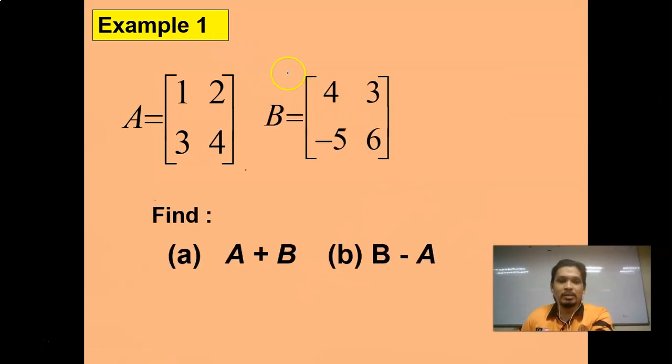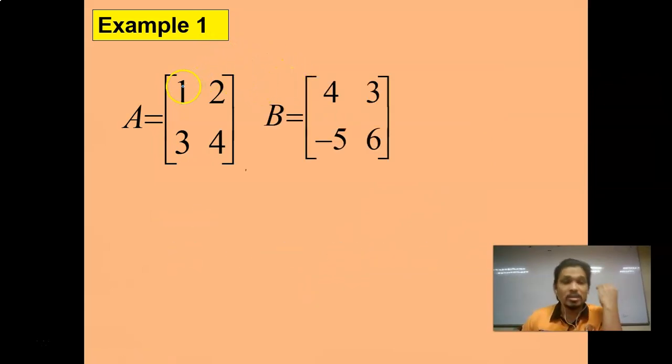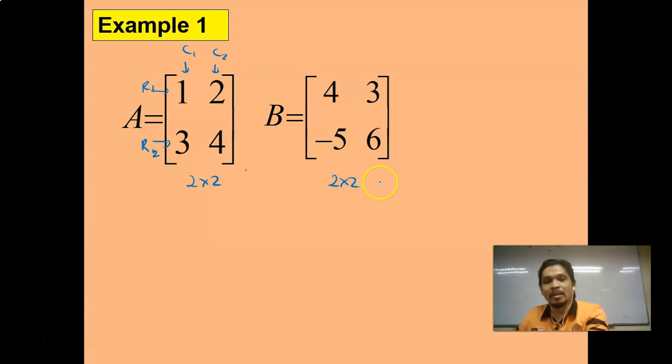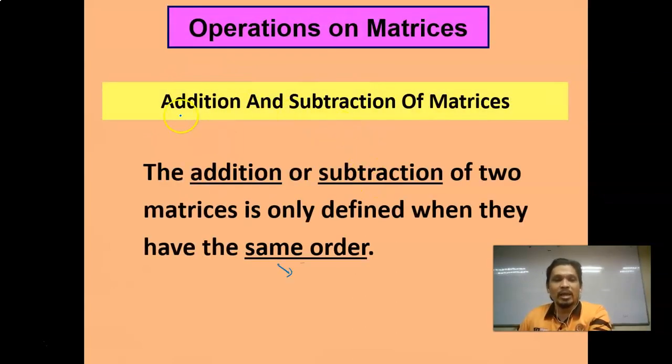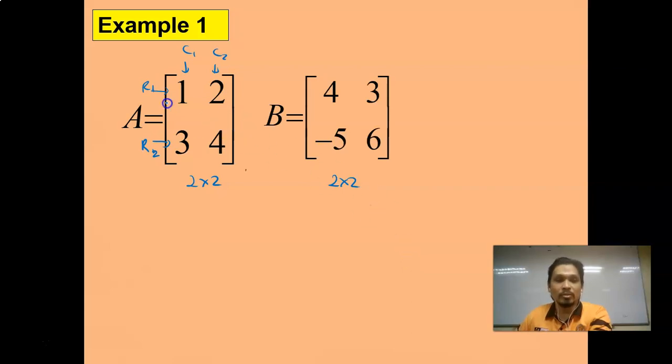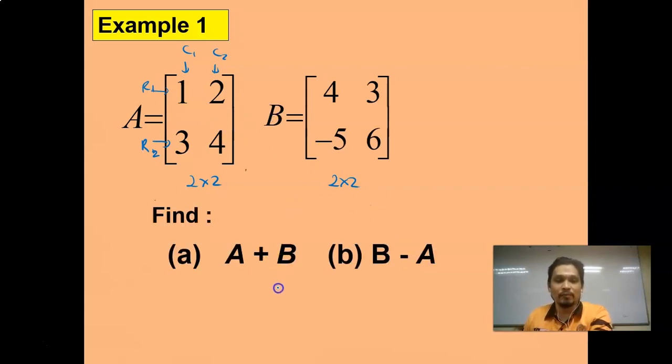Okay, example A, B. The same order means, for example, let's take a look at the matrix A. It has row 1, row 2, column 1 and column 2, so it is a matrix of 2 times 2. Clearly B is exactly the same, a matrix of 2 times 2. So for addition and subtraction with the same order, meaning the sizes are equal for both A and B, find A plus B.